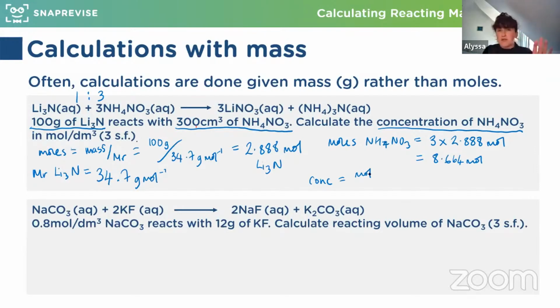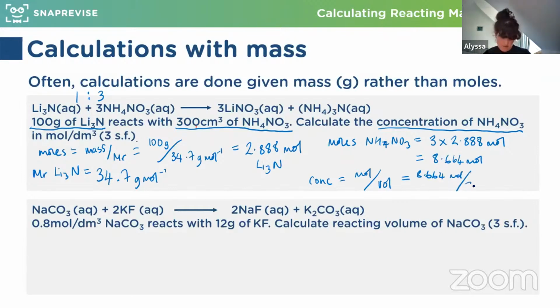If you don't, that's absolutely fine. It's a nice way, I think, of remembering, using the units. Concentration is equal to moles per decimeter cubed, so moles divided by volume. It's the way that I try to remember anyway. So moles divided by volume, you're absolutely right. So 8.664 divided by 300.